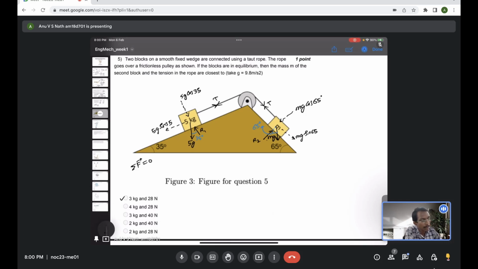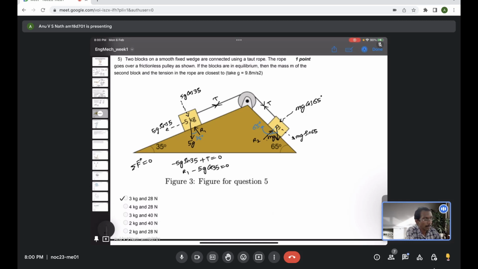So if you consider along the direction of the tension, we have two forces, which is minus 5g sin 35, then plus T. They should be in equilibrium, so for that it needs to be 0. Now along the vertical direction, the R1, which is the reaction acting on the block, then the component of 5g along the direction of R1, but in the opposite sense, which is minus 5g cos 35, they should be in equilibrium.